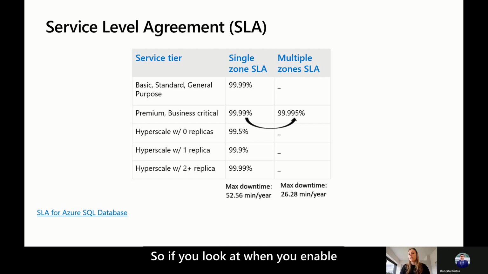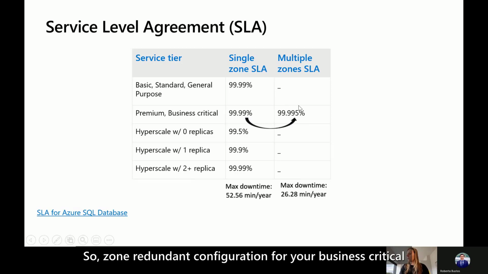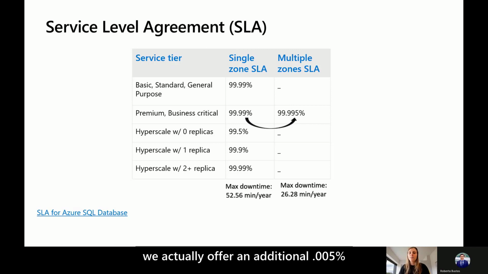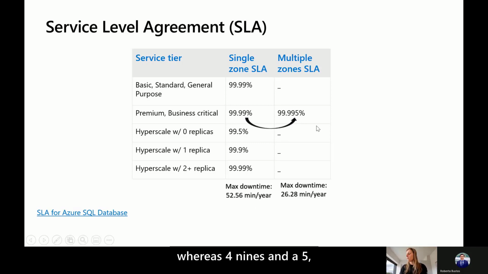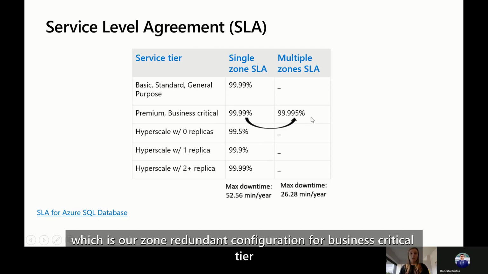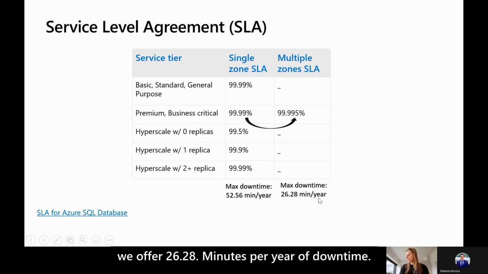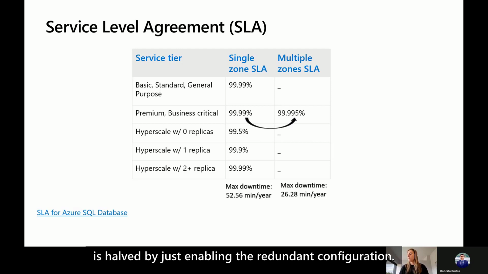So if you look at when you enable zone redundancy, so zone redundant configuration for your business critical tier, we actually offer an additional 0.005% uptime, which might not sound like a lot, but if you convert that into actual time, 99.99% uptime offers a maximum downtime of 52.56 minutes per year, whereas 4 nines and a 5, which is our zone redundant configuration for business critical tier uptime SLA, we offer 26.28 minutes per year of downtime. So the amount of downtime that you can have is halved by just enabling the zone redundant configuration.